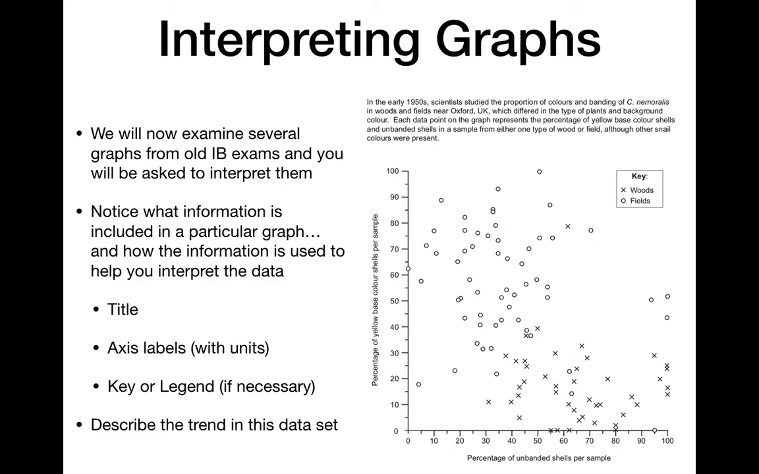And the IB likes to give more complicated ones. This is not an easy to see trend, right? You'll notice the woods numbers, the little X's, are mostly further down in percent of yellow base color shells, and then in the fields, it's more up here, more of the yellow in that one. Yellow and unbanded is more common in the fields, and yellow and banded, sorry, and yellow and unbanded and less yellow base is more common in the woods.